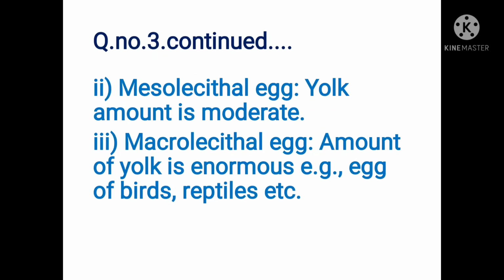Number 2. Mesolecithal egg. In mesolecithal egg, yolk amount is moderate. Number 3. Macrolecithal egg. In macrolecithal egg, amount of yolk is enormous. For example, egg of birds, reptiles, etc.